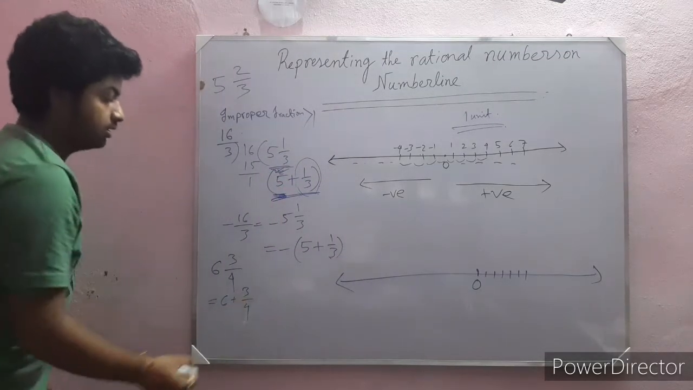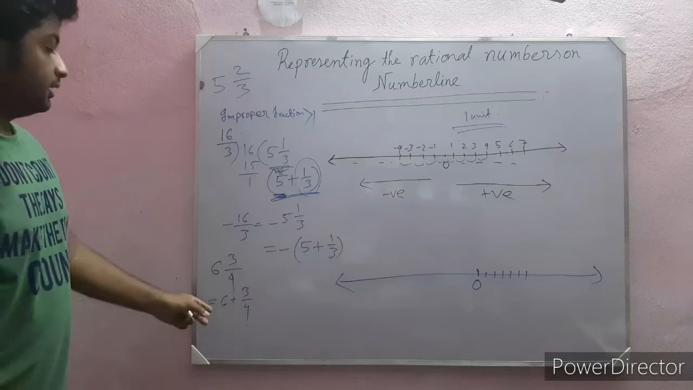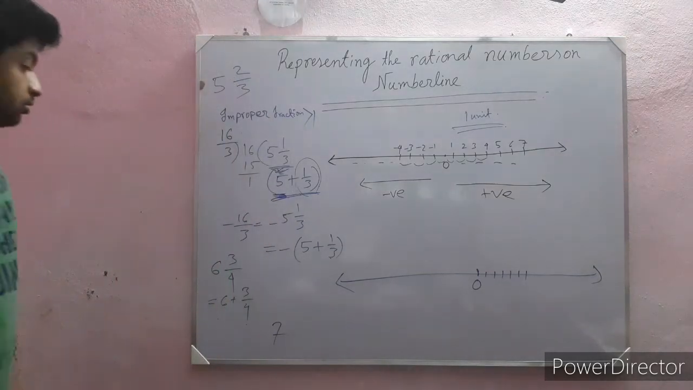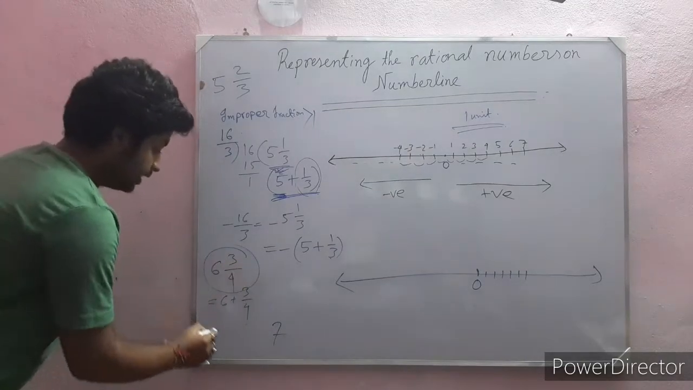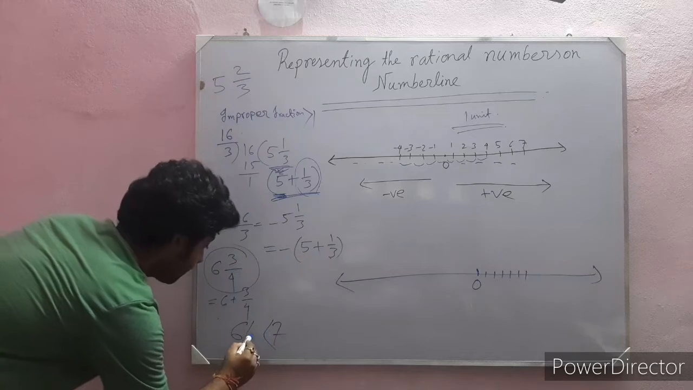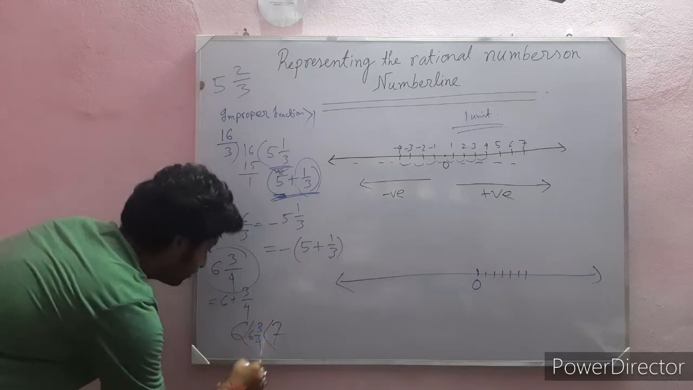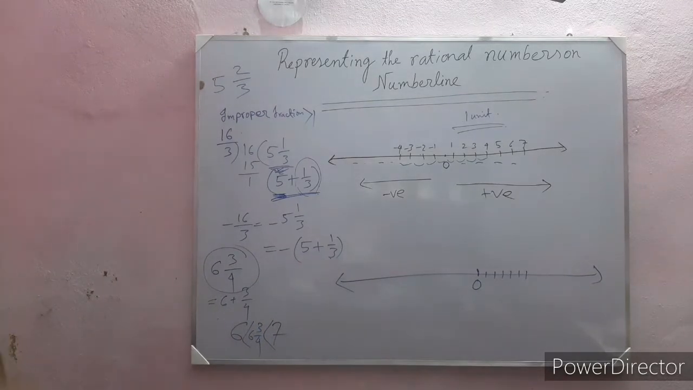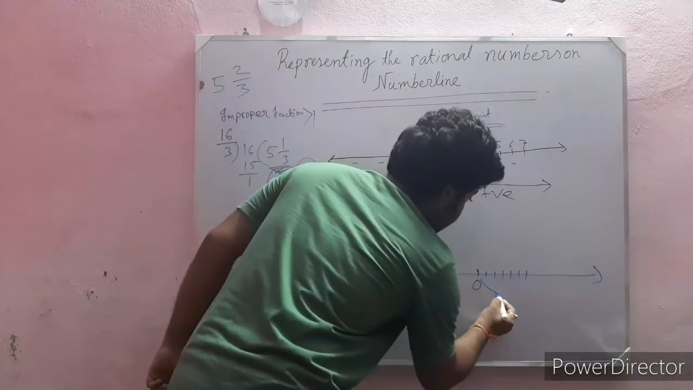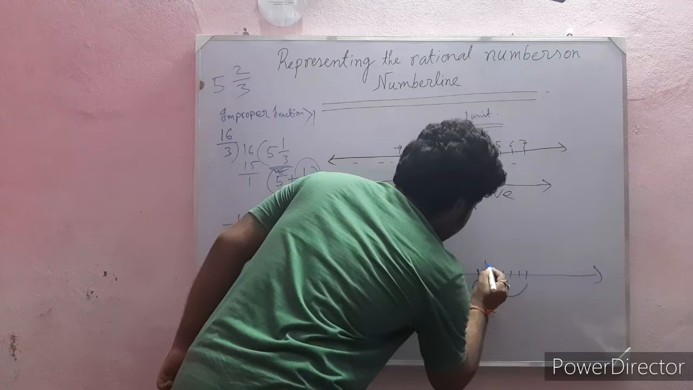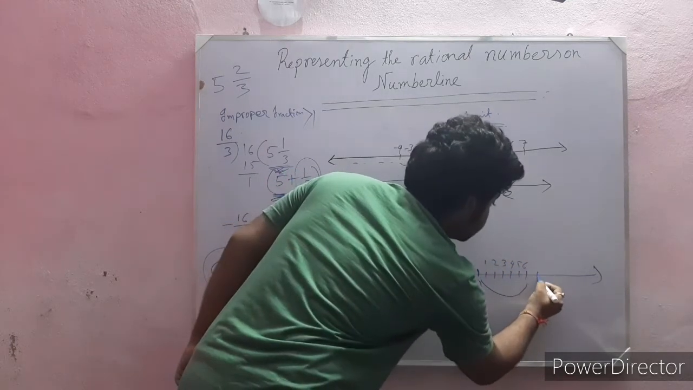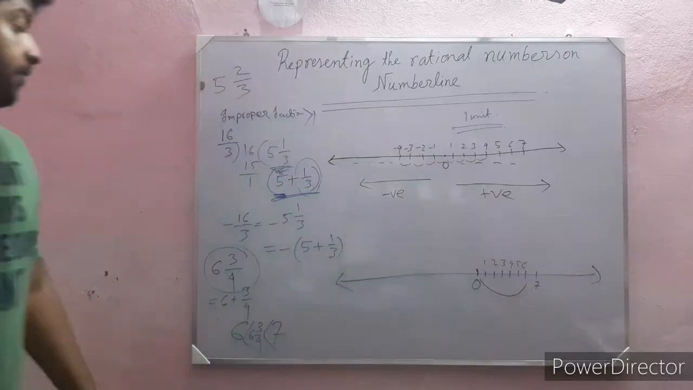What is the next integer after 6? That is 7, right? So this number lies between 6 and 7, right? So this is 6 plus 3 by 4. At first we have marked 6 units here. 1, 2, 3, 4, 5 and 6. And this is 7. Okay.